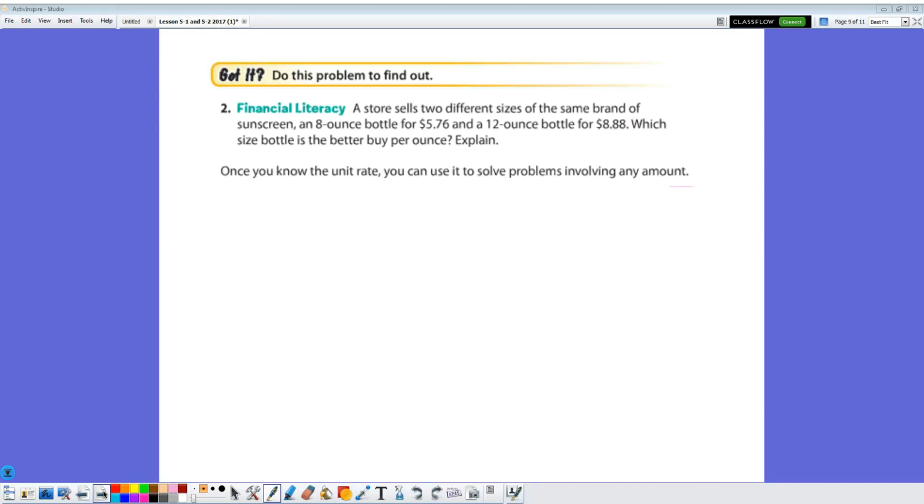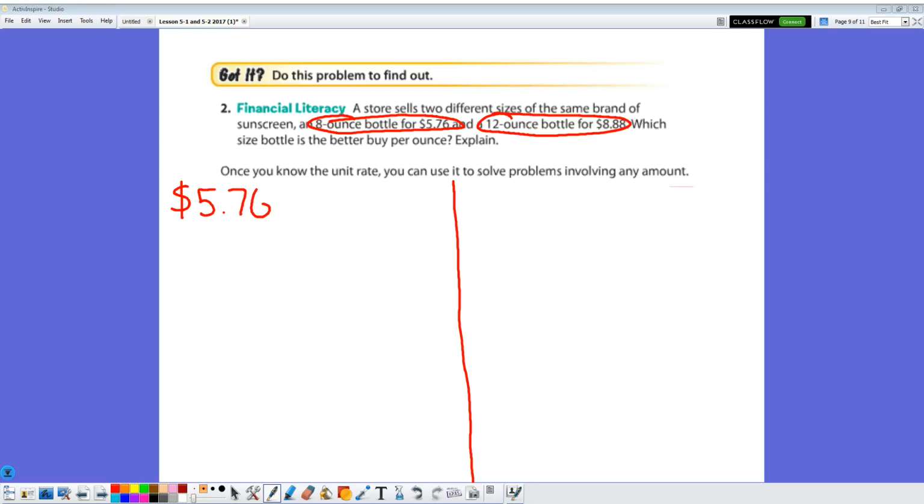2. A store sells 2 different sizes of the same brand of sunscreen. They sell an 8-ounce bottle for $5.76 and a 12-ounce bottle for $8.88. Which size is the better buy per ounce? Okay, when you're talking about the better buy, you want the one that's cheaper per ounce. So normally you're always going to put money in the numerator. Okay, and I'm going to find my unit rate by dividing the numerator and denominator by 8. Okay, and this is going to come out to 72 cents per 1 ounce.